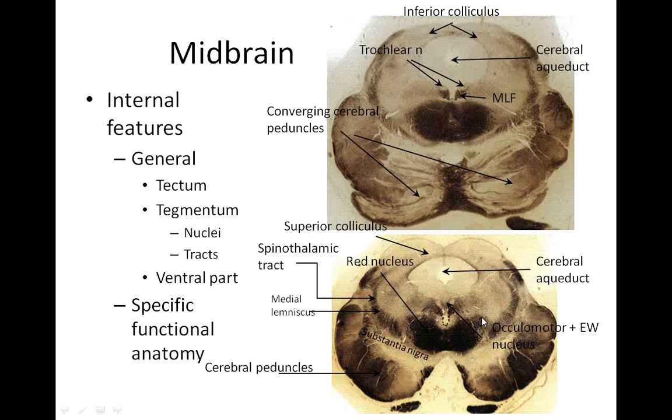Finally, we have the medial longitudinal fasciculus, which we've already talked about, and then the cerebral peduncles, which carry information regarding voluntary motor activity for the opposite side of the body. So the motor control, this cerebral peduncle contains information for control of the upper and lower limbs on the left-hand side. And that's it for the midbrain.